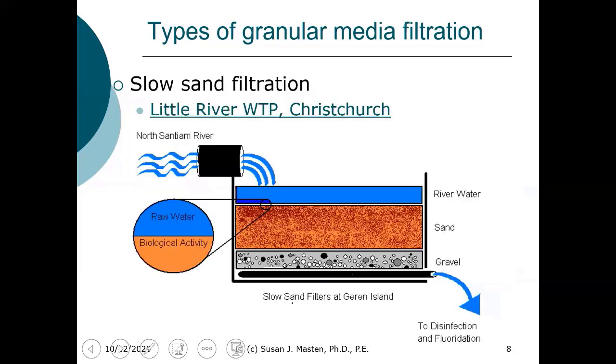Slow sand filters operate under gravity, but with a much lower flow rate. And the difference here is that with a slow sand filter, what you form is this layer here of organic matter and microorganisms. It's referred to by its German name, Schmutzdecke, which literally means dirty layer.